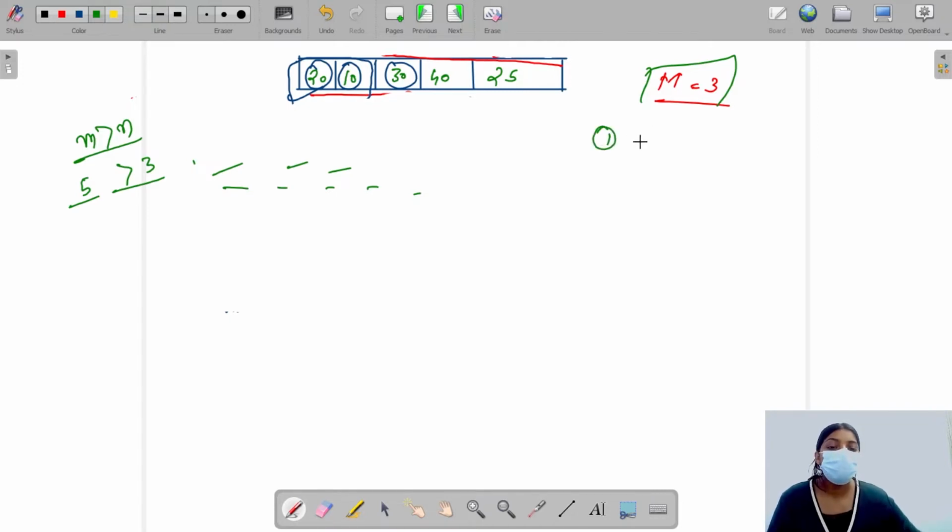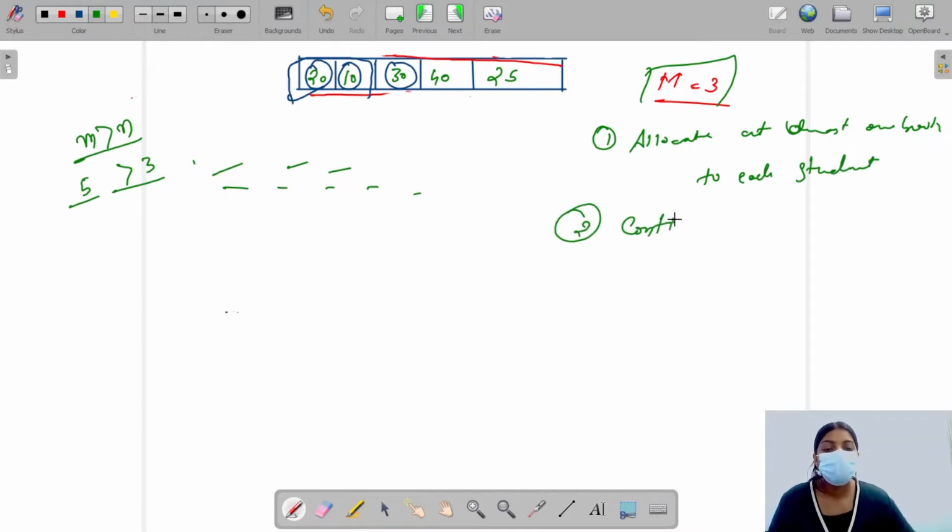So my first constraint was to allocate at least one book to every student, to each student. Okay. Second was contiguous allocation. Contiguous, that is, we have to allocate in this manner, that is the first and the second, or the first, second, third, right? In this manner, not in this way, that is the first and the fourth. This is not allowed. Contiguous allocation should be there.